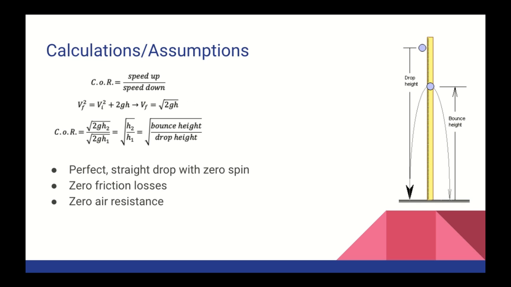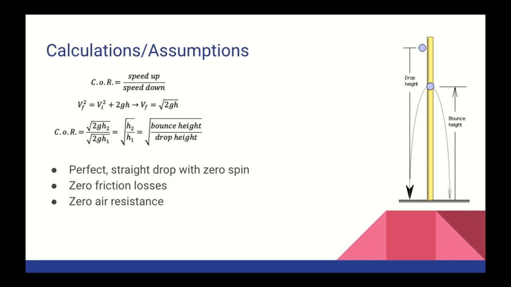So the calculations I used to find the coefficient of restitution for each ball are as follows. Like I said earlier, the coefficient of restitution is basically a ratio of speed. So when dropping a ball, the coefficient of restitution of that ball is just the speed of it going back up after bouncing divided by the speed of it going down.